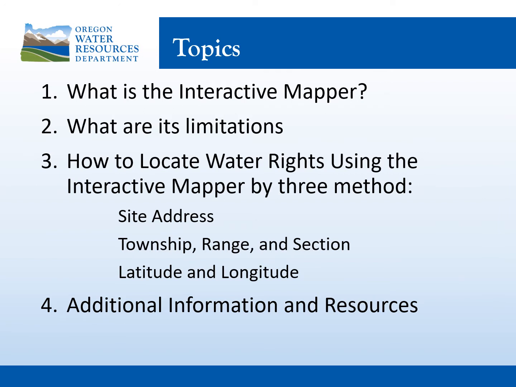As we work our way through this tutorial, we will describe what the interactive mapper is, limitations that you will encounter while performing research, how to locate water rights using three methods: the site address of the property, the township range and section location of the property, and the latitude and longitude of a specific point. In addition, we will provide additional information and resources to aid in your research and interpretation of water rights.